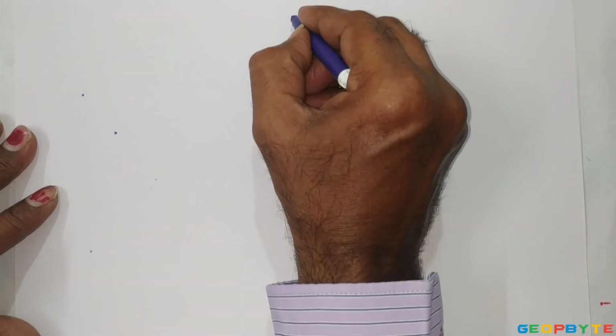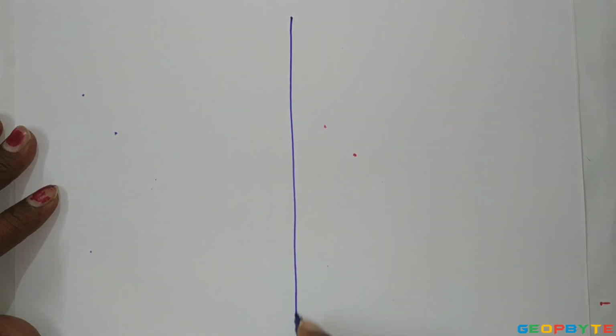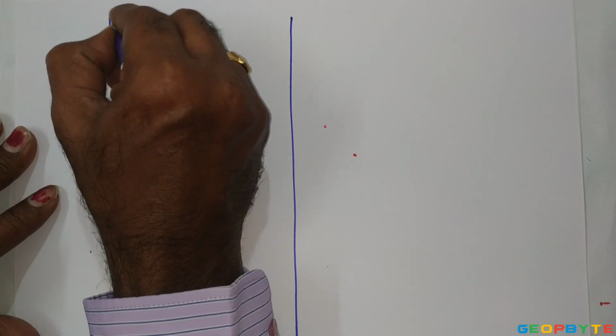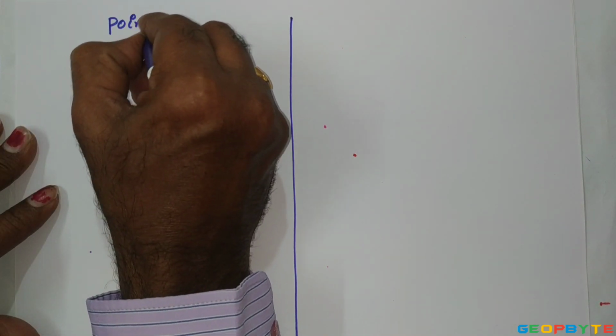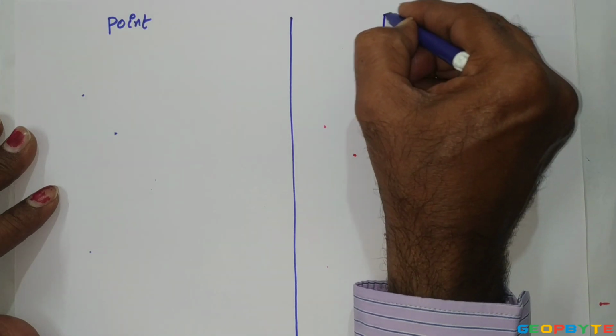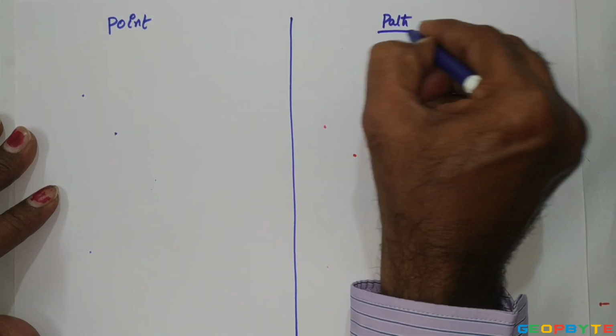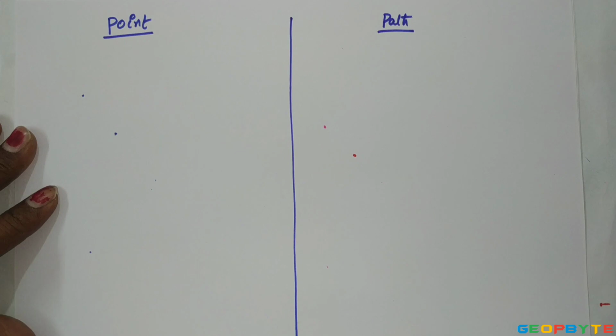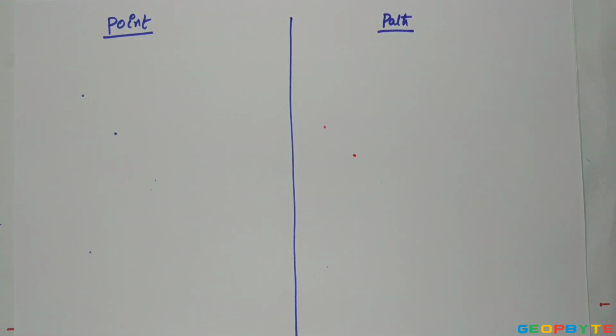Now let us discuss the concept of point function quantities and path function quantities. Let us write point function quantities on one side and path function quantities on the other side. Point function quantities means the quantities which depend on the state of the system.